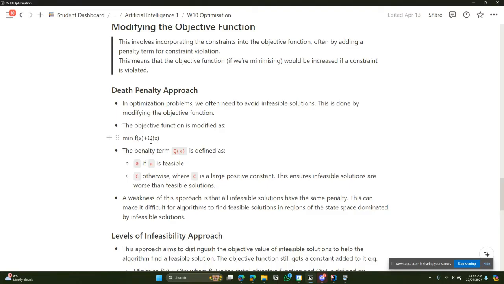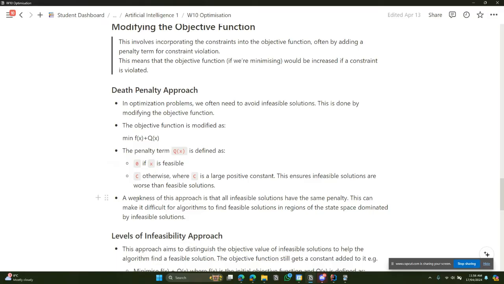However, now here's the death penalty. If the current value that we're at is infeasible according to the constraints, then we add a death penalty, basically. Otherwise c is basically a large positive constant, right? And this ensures infeasible solutions are worse than feasible solutions because you add a huge amount. The objective function goes way up. So it obviously can't be close to the minimum solution. It's a very bad solution. And that's what death penalty does basically.